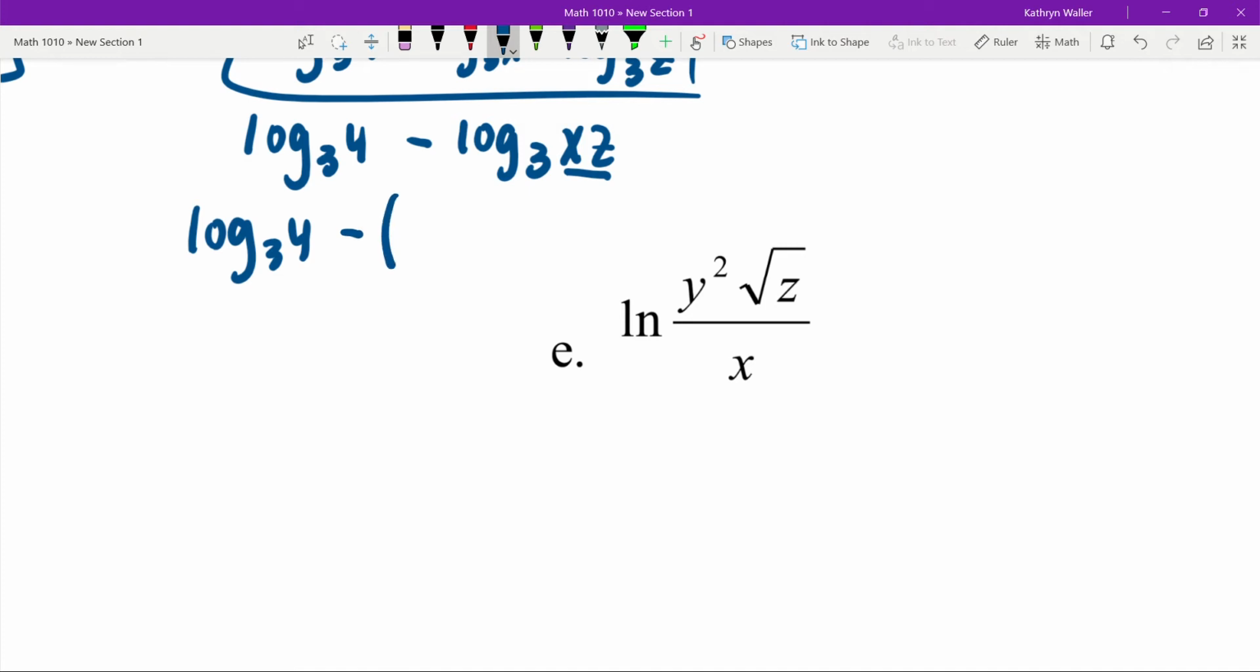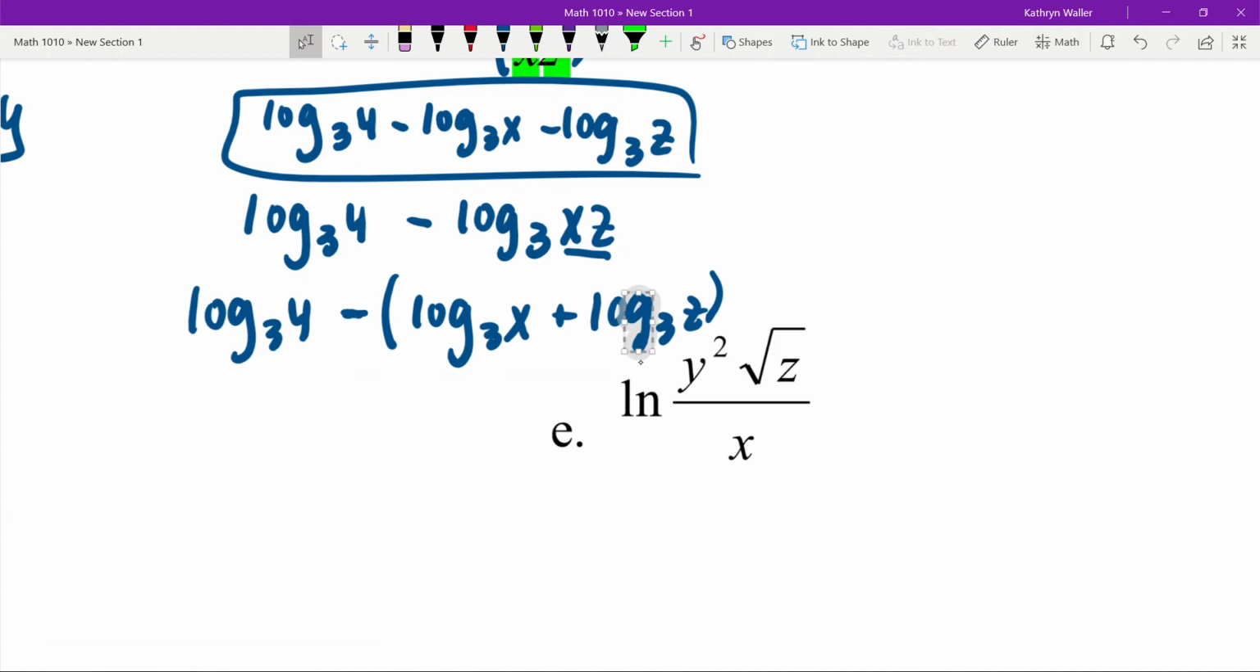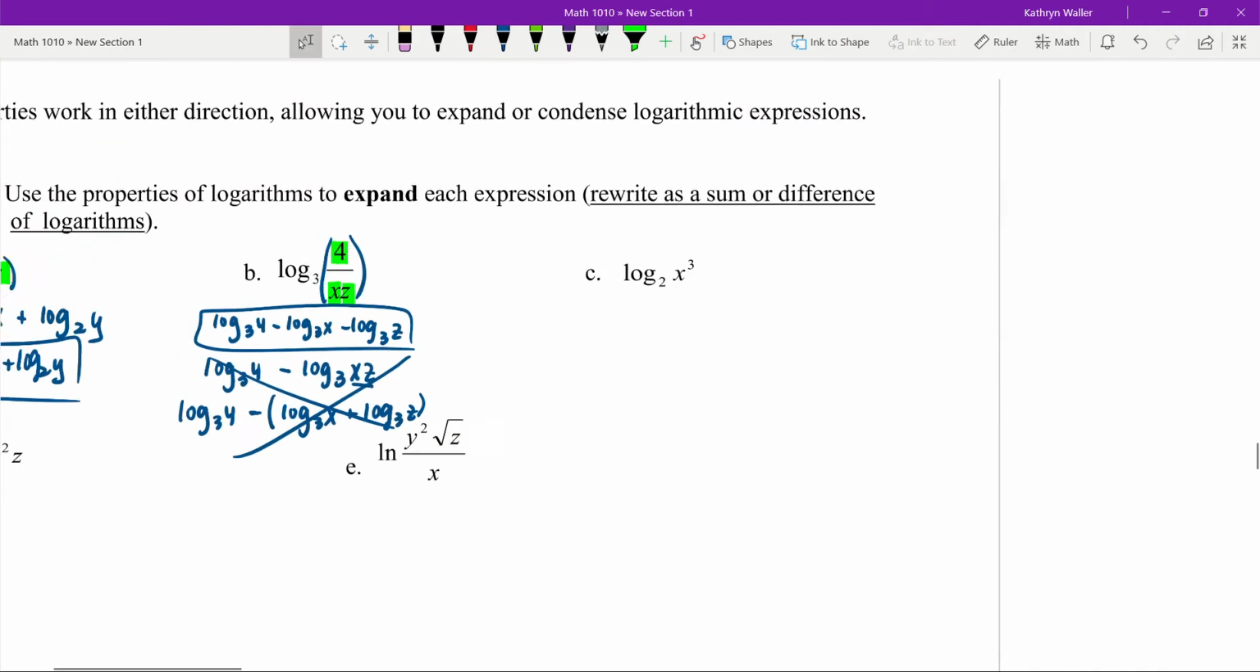So see that negative? It's going to be negative, and then it's log base 3 of x plus log base 3 of z, because when you're multiplied, you add. But now you take that negative and distribute it, and it changes the signs. But guess what? You don't have to do any of that. So just make it easy. Bottom, negative, top, positive, done. Who says gotcha? Let's see. Great. Okay, let's do the next one.